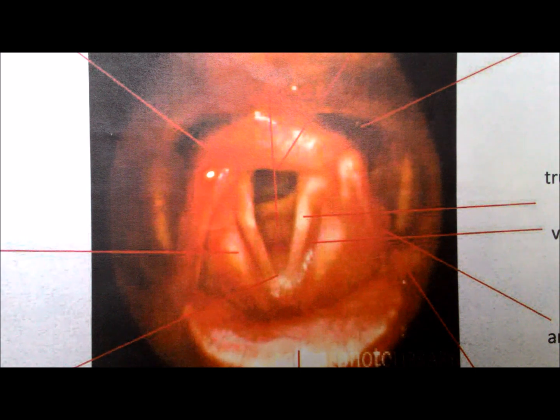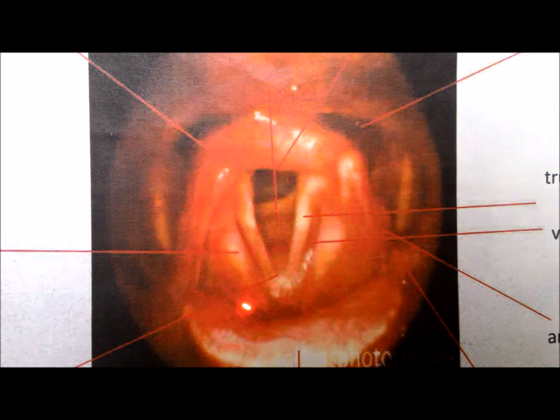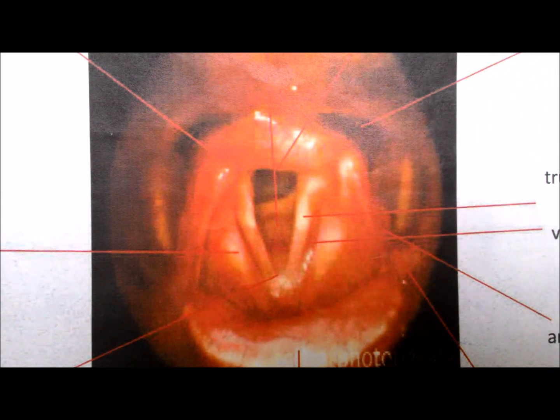Here we have the aryepiglottic folds, or the lateral walls of the laryngeal vestibule. The aryepiglottic folds are the major effector of epiglottic inversion, closing the laryngeal vestibule during swallowing.